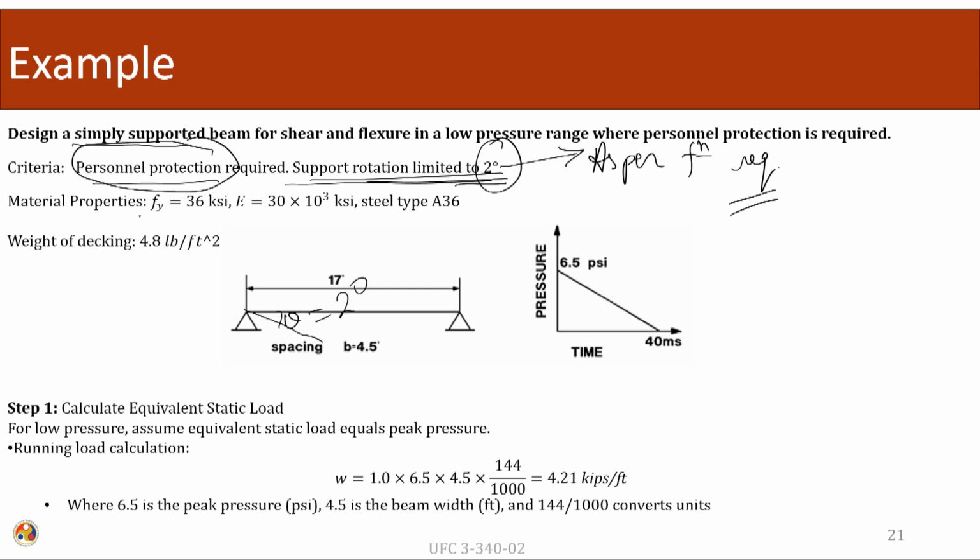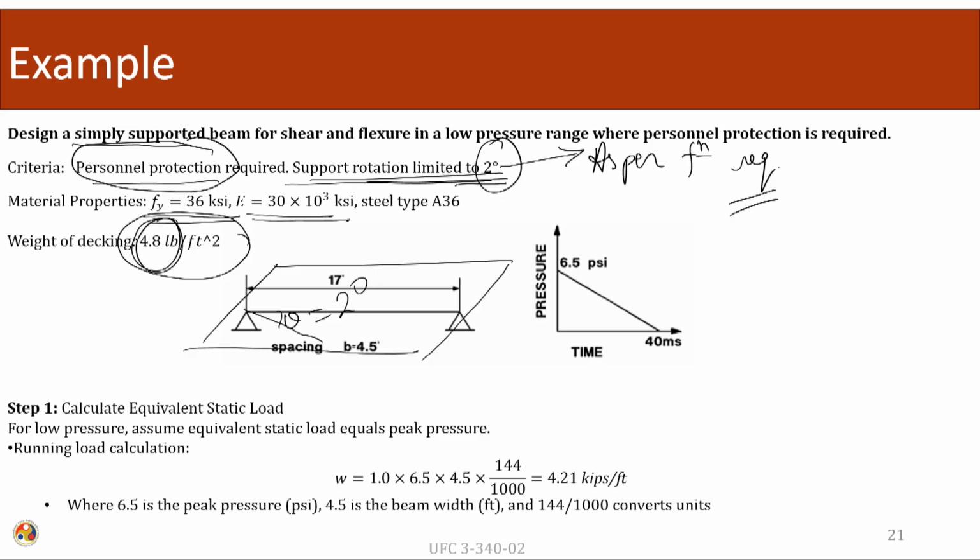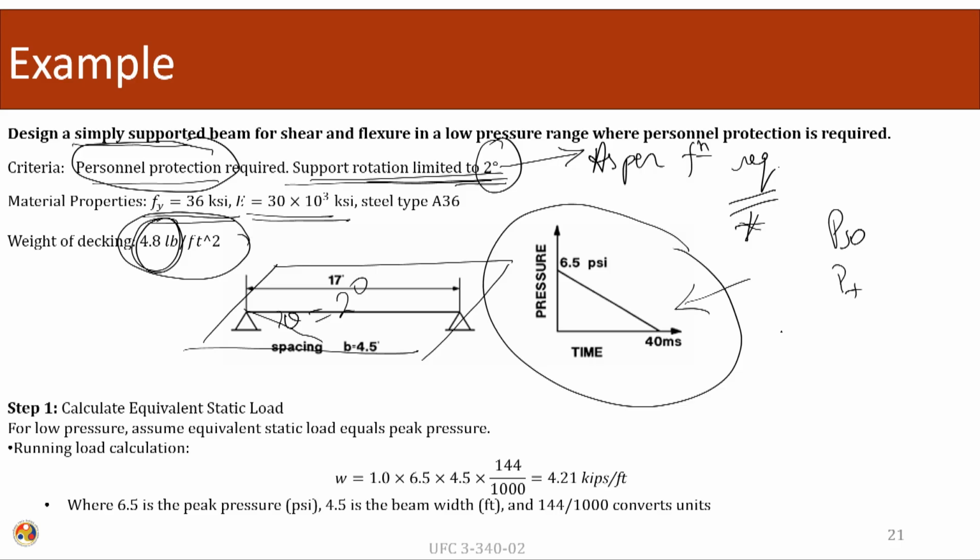Then we choose the material, we choose 36 KSI steel, and this is the Young's modulus for that particular steel. Weight of the decking. So, the decking element that is kept on top of it has a weight of 48 pounds per square feet. And this is the load criteria. So, this load criteria we have already seen how to calculate, from the actual pressure. How to change from the incident pressure to the reflected pressure, and from there.